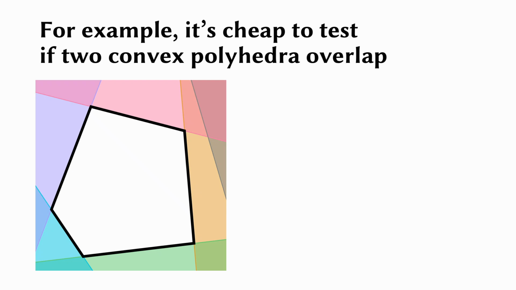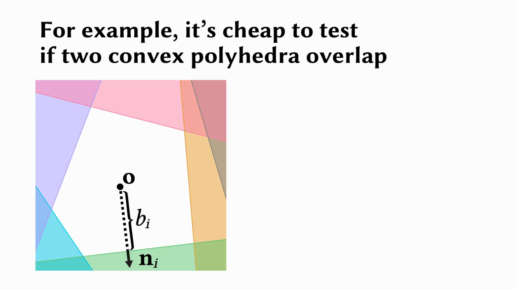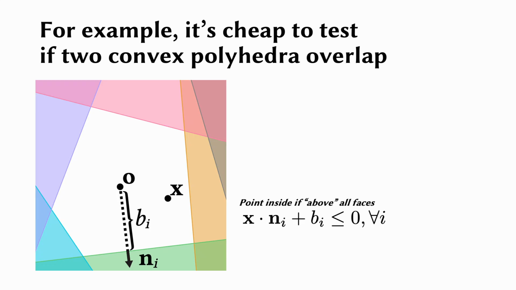Each of these half spaces we can represent by the normal direction and then the offset from the origin. So 3 numbers, or 4 numbers in 3D. And then if we want to check if some point x is inside of our convex hull, we can just check an inequality with each of the plane equations. We can just check if its dot product with the normal plus this offset is less than 0.